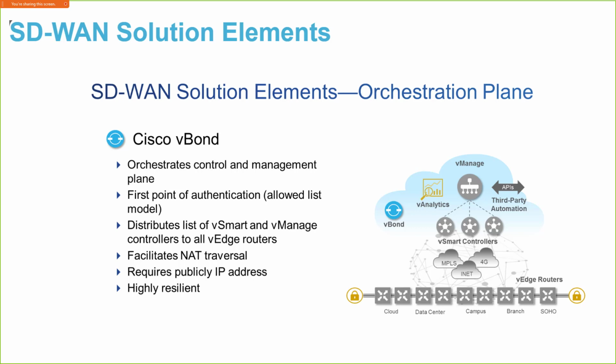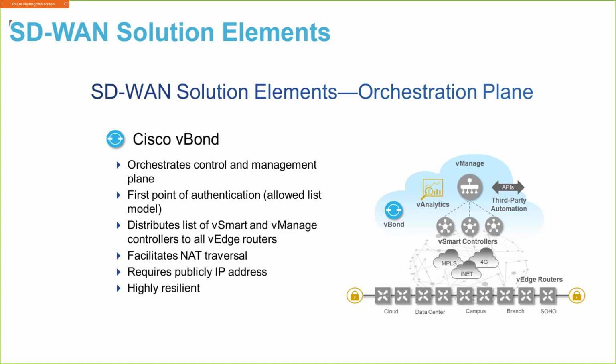Another component is the vBond orchestrator. That's what they're focused on in this particular case. That's a software-based component. That's what does the initial authentication of the vEdge devices. It orchestrates the vSmart and vEdge connectivity. It plays an important role because it enables the communication of the devices that might sit behind, say, a NAT device. So you see one of the bullet points is it facilitates NAT traversal. Highly resilient. It's the first point of authentication, etc. We'll talk more about that later on as well.